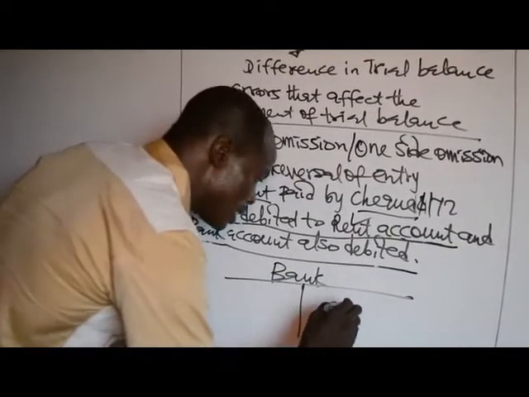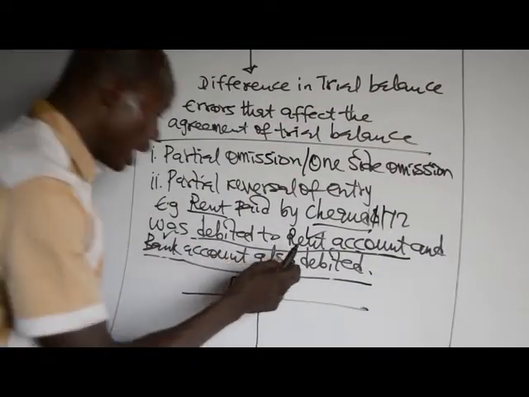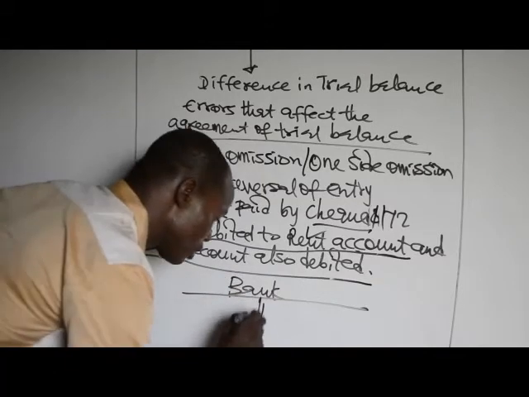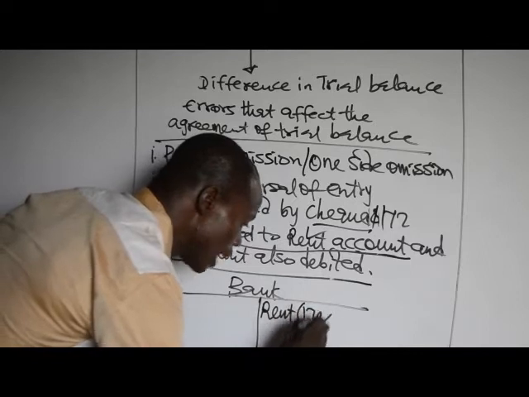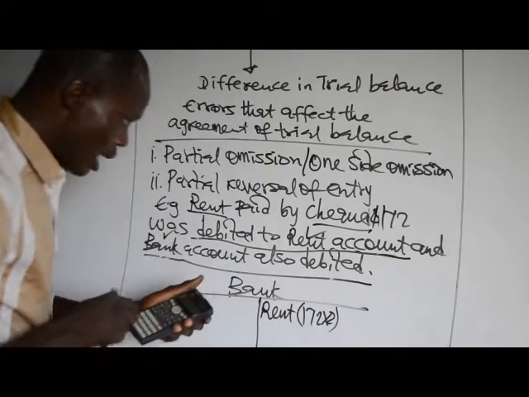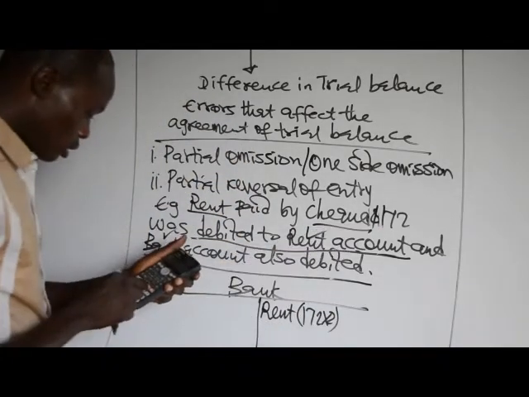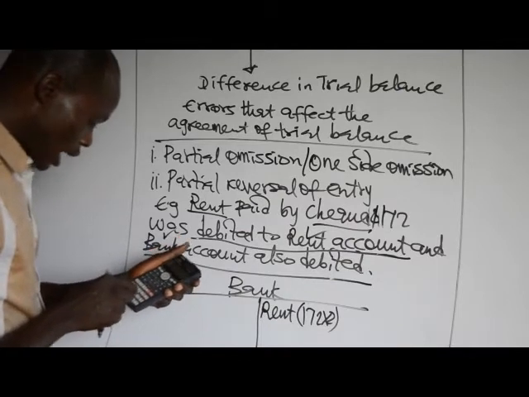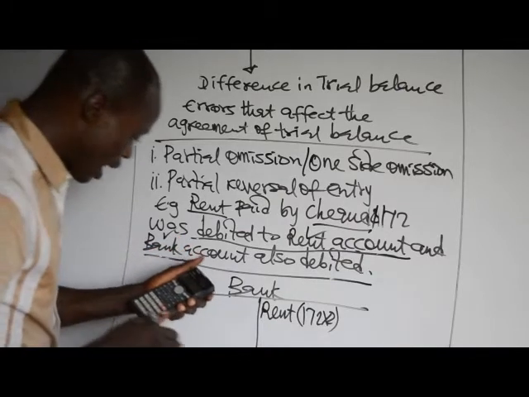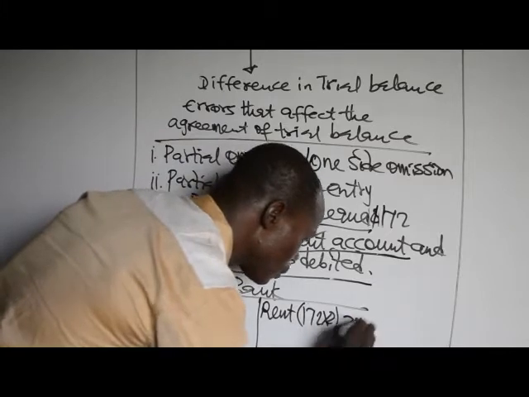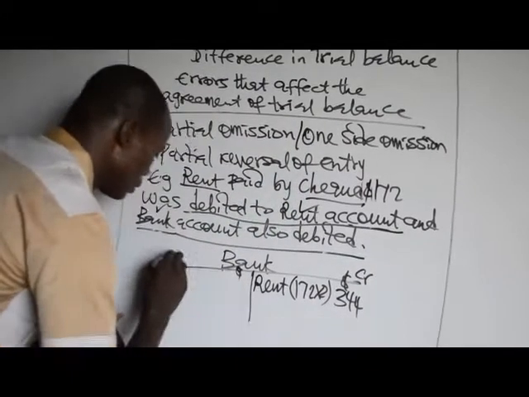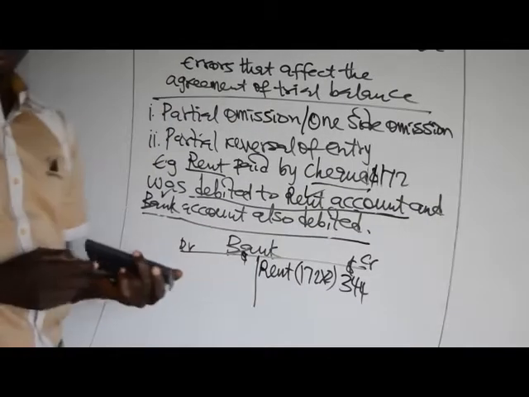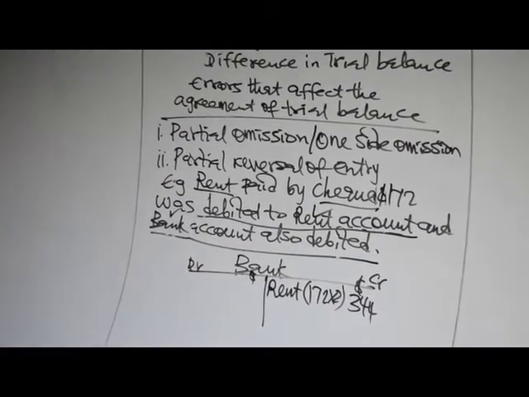Since the amount is 172, we credit bank account 172 times 2, then we have $344. So that is how that error can be corrected.